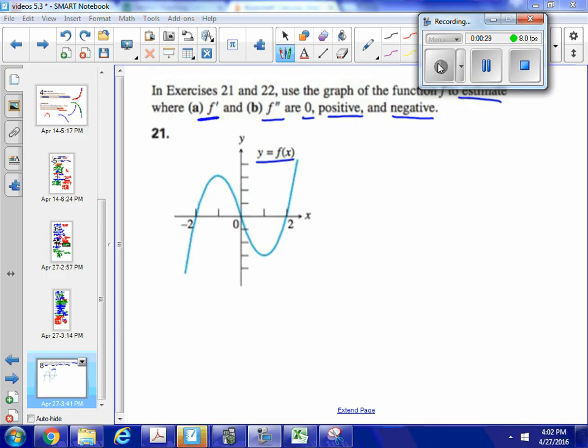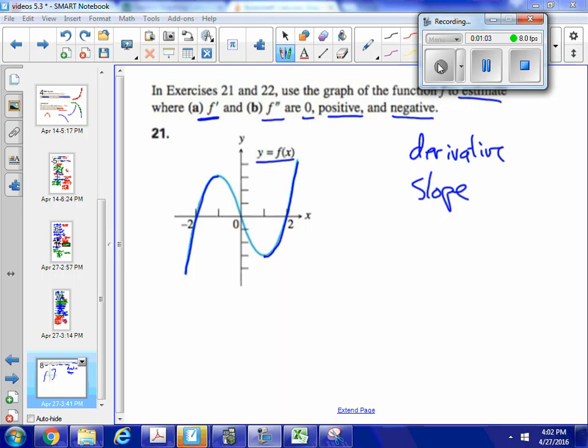So f prime is the derivative, which is also the slope of the function. So it's not too hard to see where the slope is positive. It's positive here from negative infinity, I'm guessing it goes to infinity, all the way until I get here to about negative 1. And then it's positive again from positive 1 all the way to infinity.